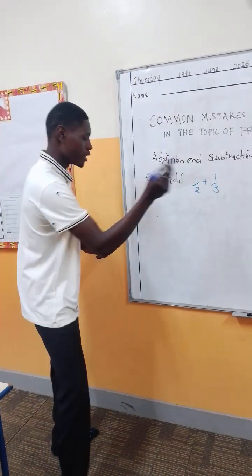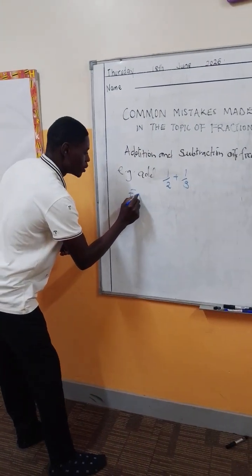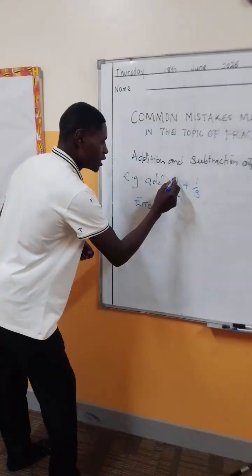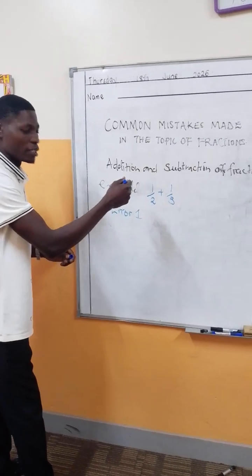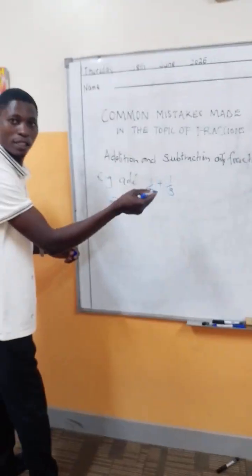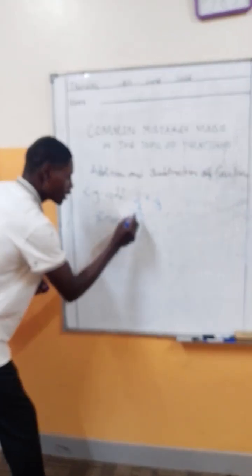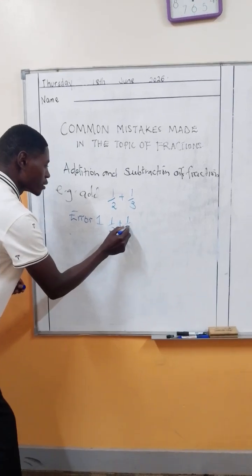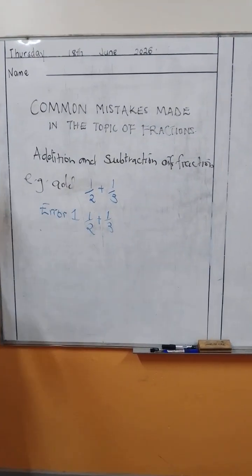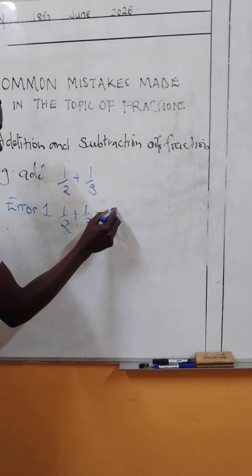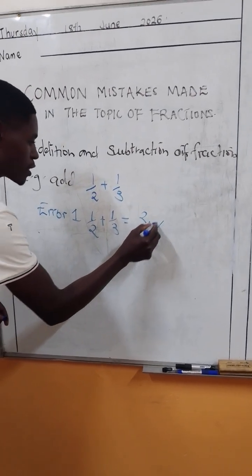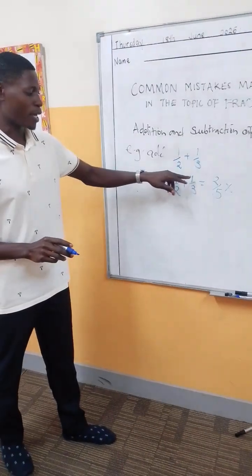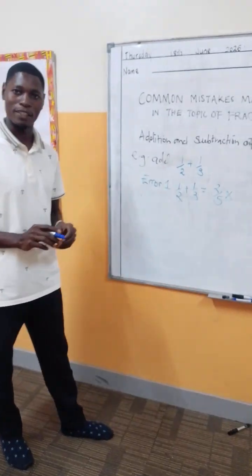This is what they do. So error number 1 is considering the numerator independently from the denominator. For example, 1 over 2 plus 1 over 3, a half plus a third. They always give this answer, 2 over 5, which is wrong. Why? They consider the numerators independent and the denominators independent.